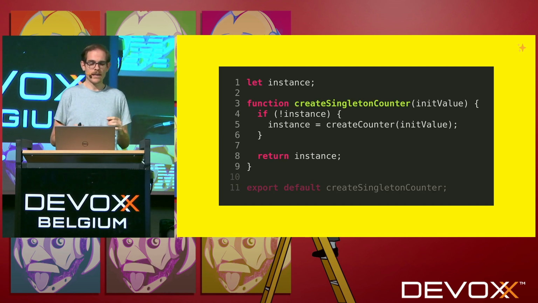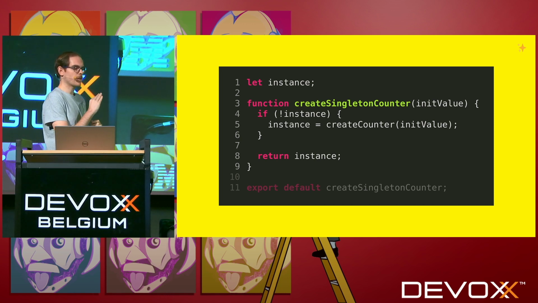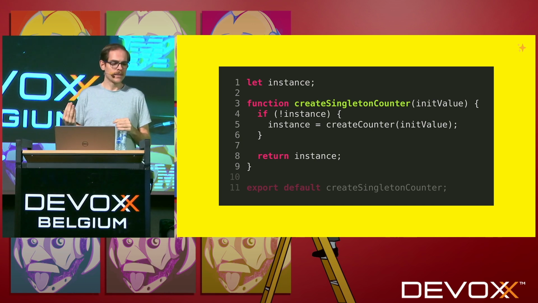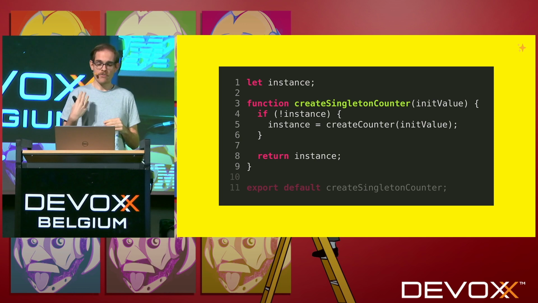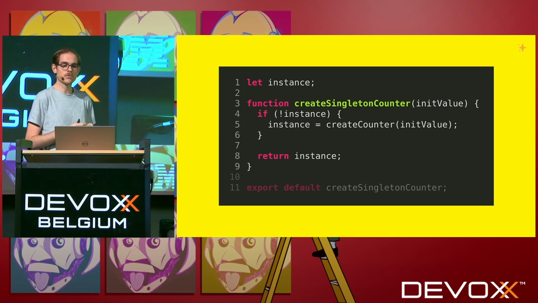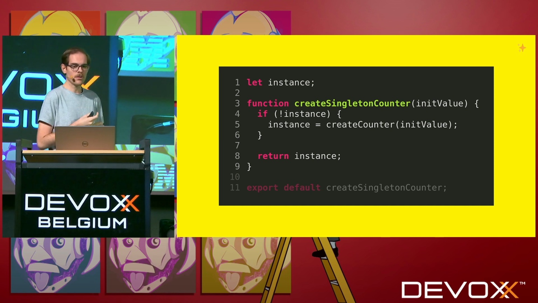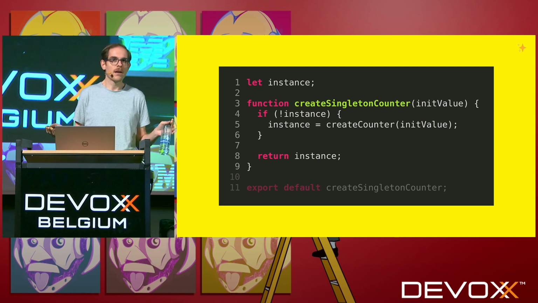And then all this function does is we have an instance variable in the module that is not exposed, it's private to the module. So then when we call create singleton counter, we check if we already have an instance. If we don't, we create the instance and assign it to the instance variable. And if we already had it, we just return it. And we have a singleton in 11 lines.